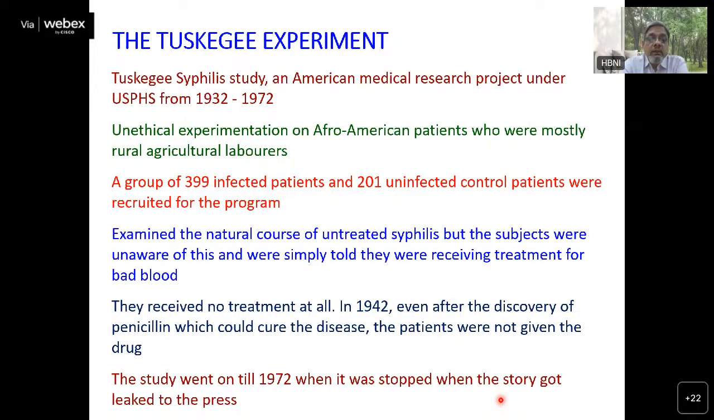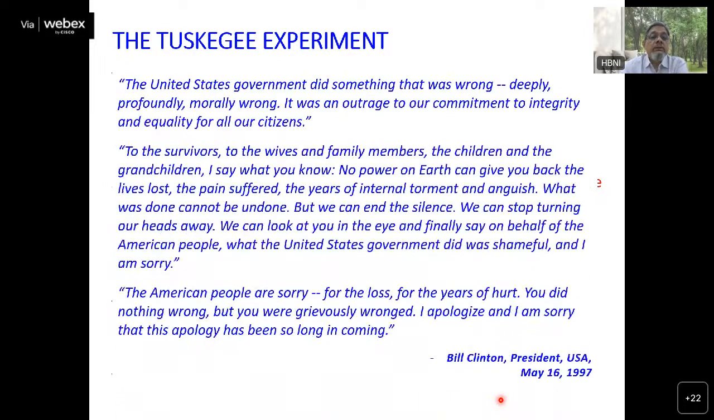In 1972, the United States was already an advanced country of the world. Even then, this study was going on, and it was stopped only because the story got leaked by the press to the general public that such a kind of experiment was going on. It was a totally inhuman experiment which was being carried out under the full knowledge and directions of the American government. So finally, in 1997, actually, the President of the United States issued an apology, which is very hard to come by. Any apology from the United States almost never happens. But in this case, it happened.